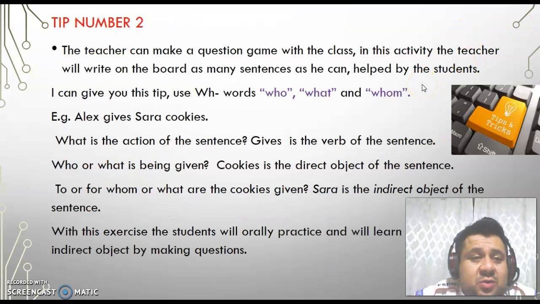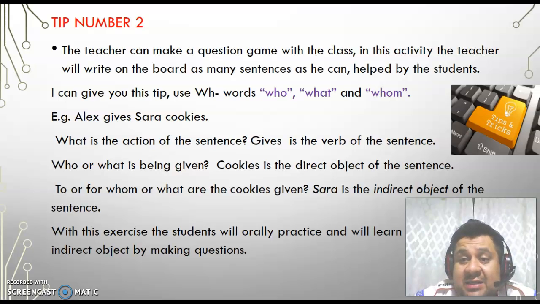For the tip number two, the teacher can make a question game with the class. For example, in this activity, the teacher will write on the board as many sentences as he can, of course helped by the students. I can give you this tip. Use WH words like who, what, and whom. Example, Alex gives Sarah cookies.